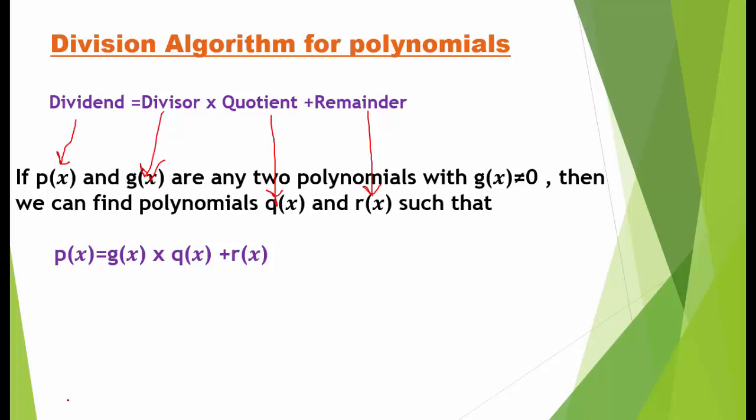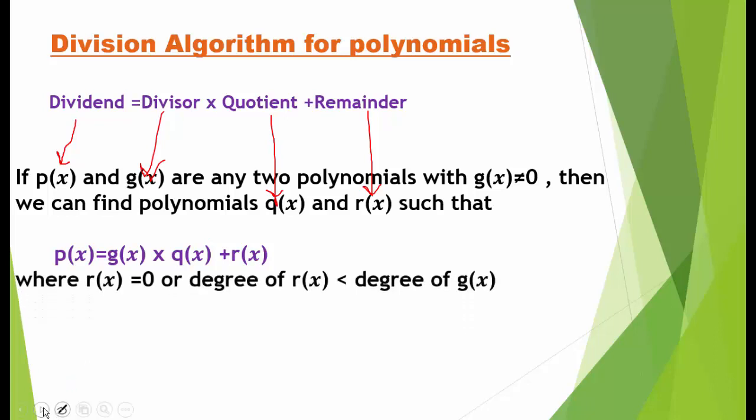Now what will be the condition? The condition will be R(x) equals 0, or the remainder's degree will be less than the degree of G of x, meaning divisor.